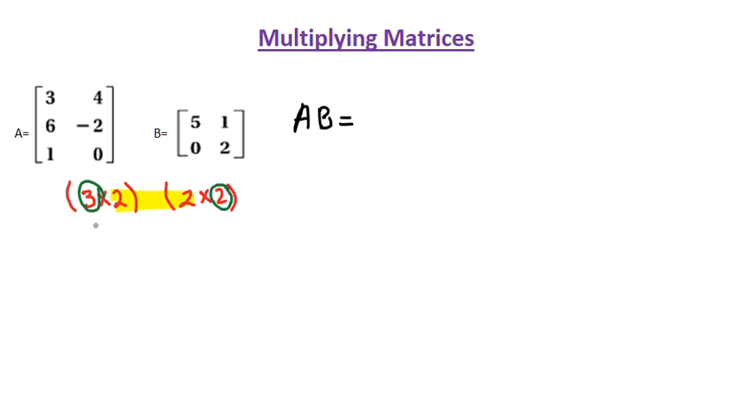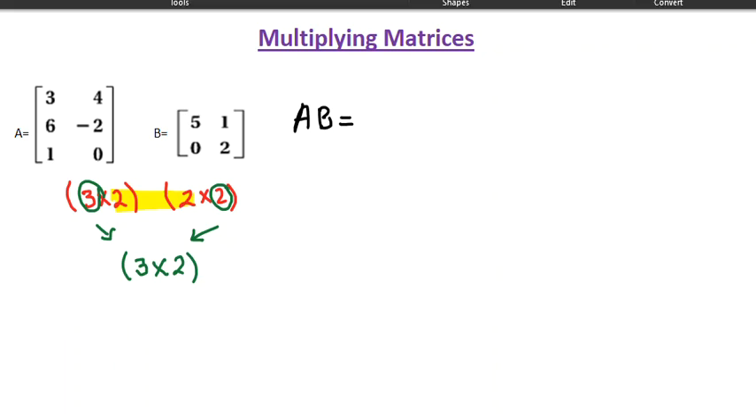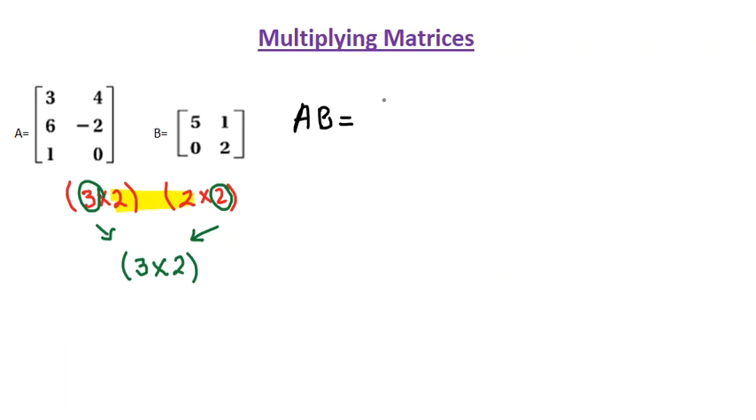These 2 numbers represent the result of multiplication, the resultant matrix. That resultant matrix will take the same number of rows as the first matrix, which is 3, and the same number of columns as the second matrix, which is 2. So now I know I can multiply, and when I multiply, my result is going to be a matrix that has the dimensions of 3 rows and 2 columns. Knowing that that's possible, we can start our multiplication now.